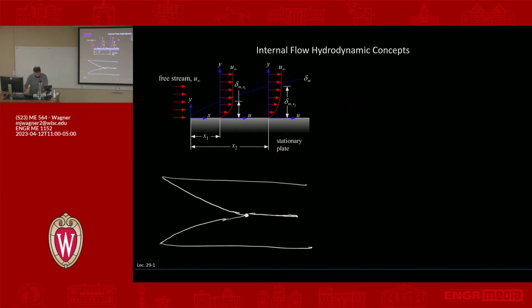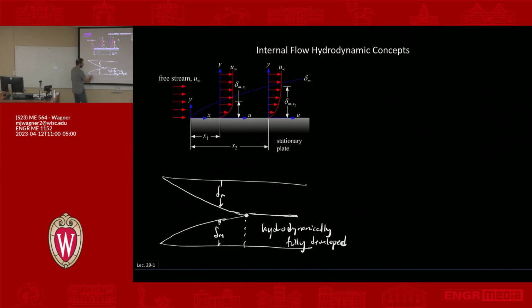So in this region down here, we'll call this hydrodynamically fully developed. It's important to think about what that means. In this region here, the boundary layer is growing. So this is a momentum boundary layer, delta M, up here. You have this momentum boundary layer that's growing.